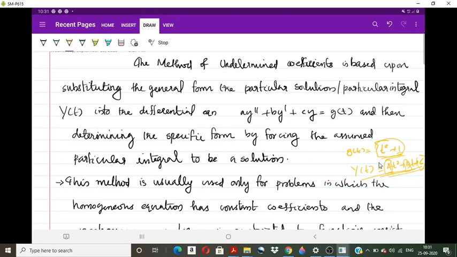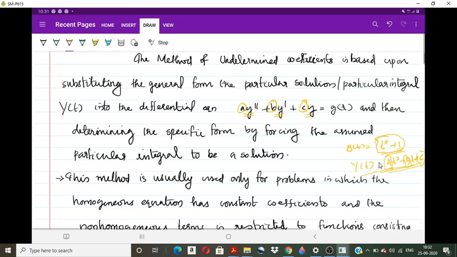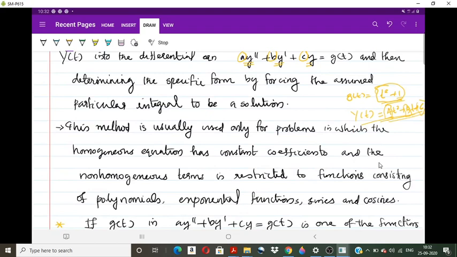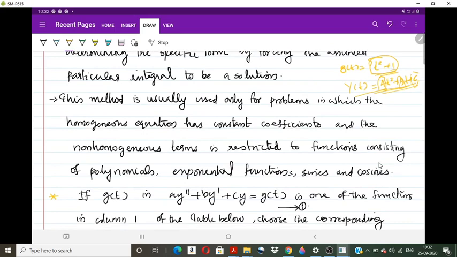Generally, we use this method only for non-homogeneous equations for which the homogeneous equation has constant coefficients. That means the functions multiplied with y double dash, y dash and y are constants like a, small b and small c. So this is applicable only to problems with constant coefficients, and g of t must be one of these functions: exponential functions, polynomials, and sine and cosine functions.